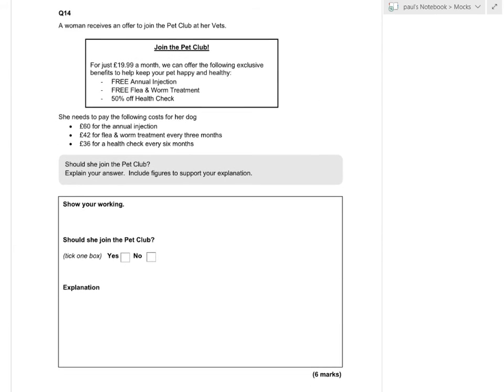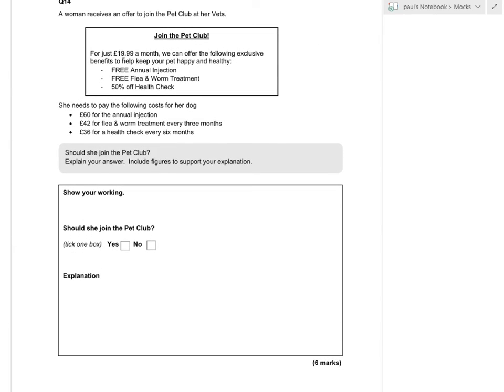A woman receives an offer to join the pet club. $19.99 a month. We can offer the following exclusive: annual injection, free worms, 50%. She needs to pay the following cost for a dog: £60, £42, £36. Should you join the pet club? Right, so this is a bit like the judo club or whatever it was in the other one.